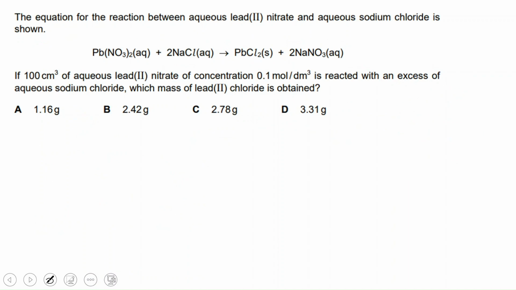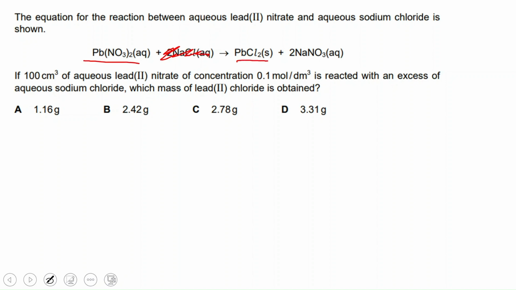Okay. Now, if 100 centimeters cubed of aqueous lead nitrate of concentration 0.1 moles per decimeter cubed is reacted with an excess of sodium chloride, what mass of lead chloride is obtained? So it says that there's an excess of sodium chloride, so we can completely ignore this sodium chloride over here. The only thing I focus on is this and this.